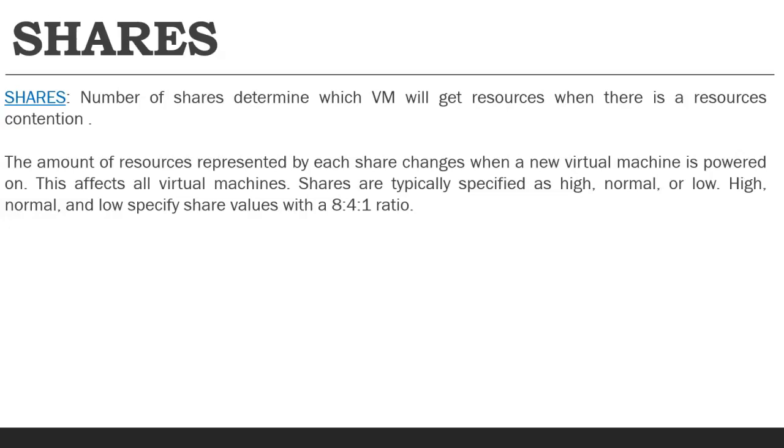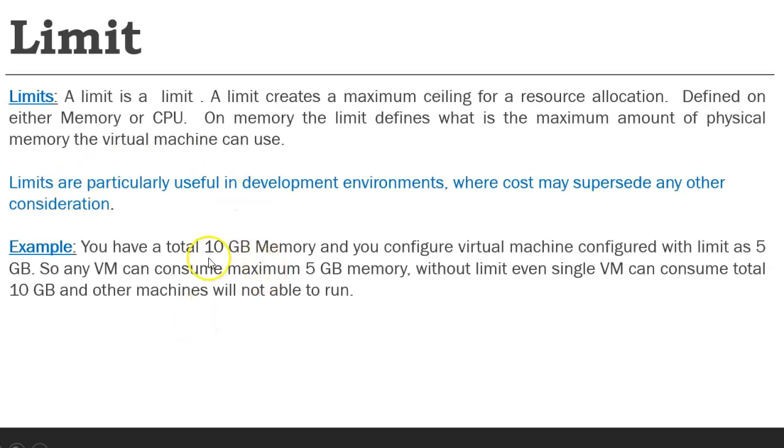If the machines need more resources, so even if each machine is requesting 5 GB. In this scenario, there is a total of 10 GB, limit is 5 GB, so each machine is requesting 5 GB. Then it will be allocated based on the shares ratio they have. One may get 3 GB, one may get 2 GB, one may get 1 GB. No one will get 5 GB because there is resource contention.